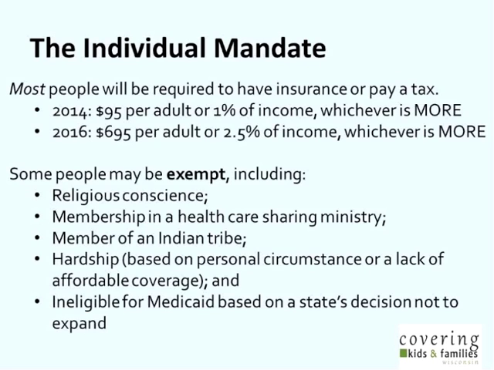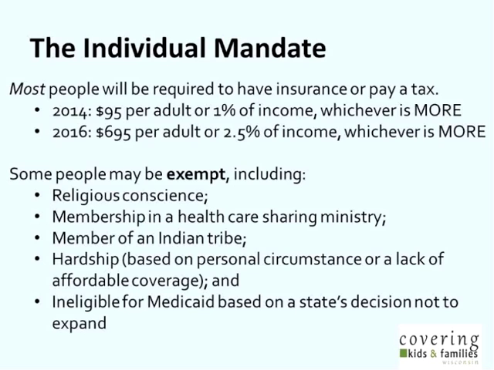So first of all, if you don't get insurance, you will be required to pay a tax. In 2014, they're going to start off with a lower penalty, and then it's going to get incrementally more as the years go on. In 2014, it's going to be $95 per adult, or 1% of your income, whichever is more. I've heard a lot of people say, well, $95, so it's not a big deal. You're going to have to figure out what 1% of your income is. It's going to be a minimum of $95.